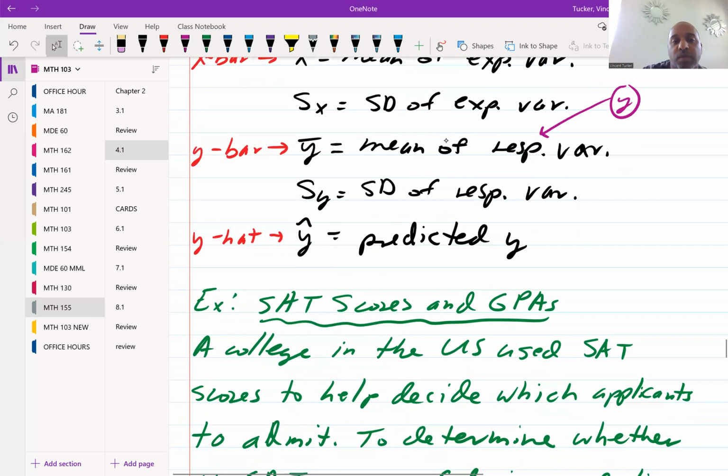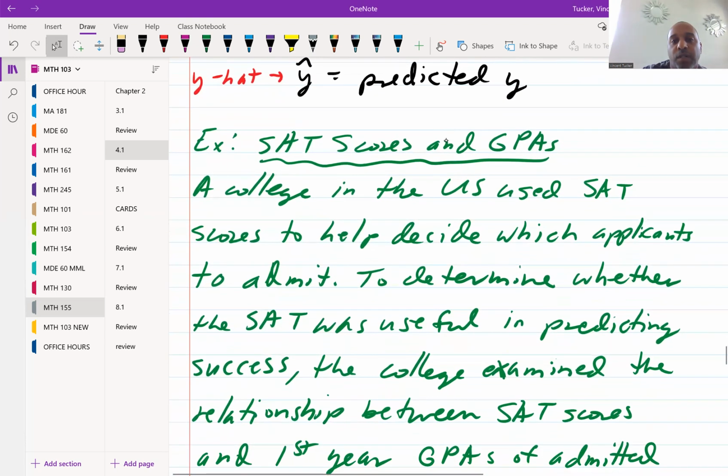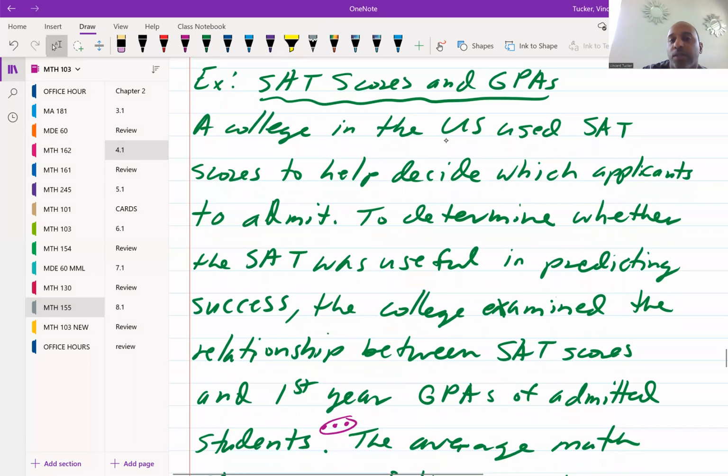I'll scroll up. So I know this might look like a lot. It's up to you if you want to copy all of it, but it was even more than that. That's why I put these three little dots right here. But at least for board purposes, I wanted to put it up here and say what the problem actually gave us. So we have a college in the U.S. using SAT scores to help decide which applicants to admit. To determine whether the SAT was useful in predicting success, the college examined the relationship between SAT scores and first-year GPAs of admitted students.